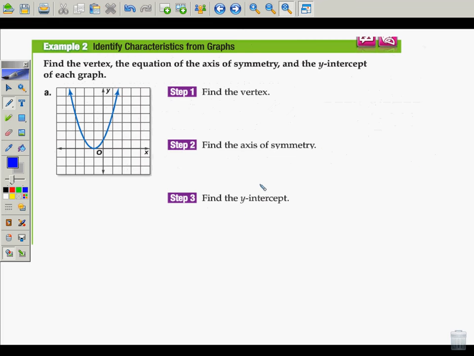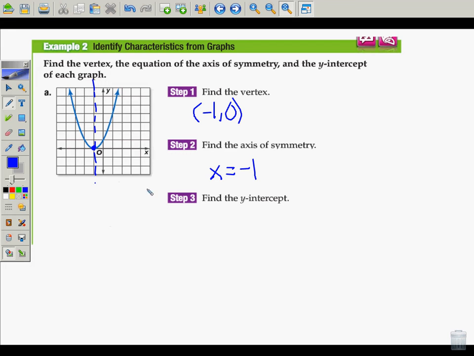So just looking at this graph, we're going to identify the vertex, the equation for the axis of symmetry, and the y-intercept. Vertex is the lowest point, so right there is my vertex, and if I look at my graph, that is negative 1, 0. Axis of symmetry, that's going to be the line that goes through the vertex, and as long as you know the x value of your vertex, you know your axis of symmetry. x equals negative 1. Remember, x equals a number is a vertical line.